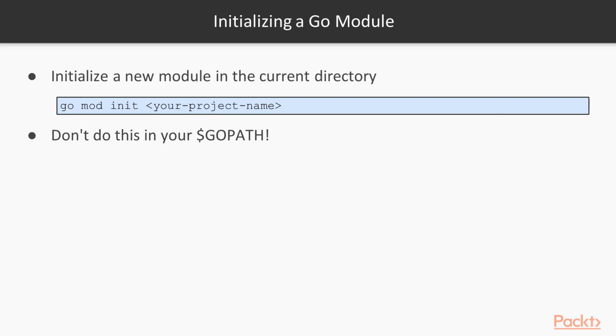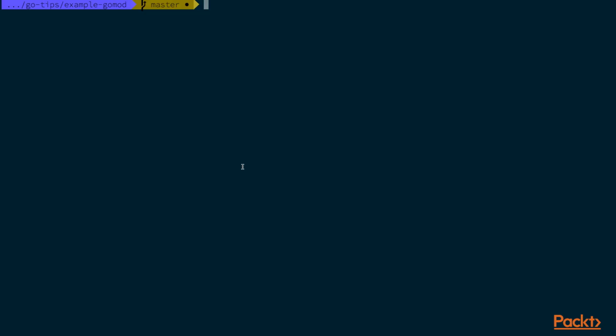To use Go modules for dependency management, you first need to create a Go module for your package. To do that, run the go mod init command in your package directory. That directory should not be within your Go path. Let's have a look at how that works in action.